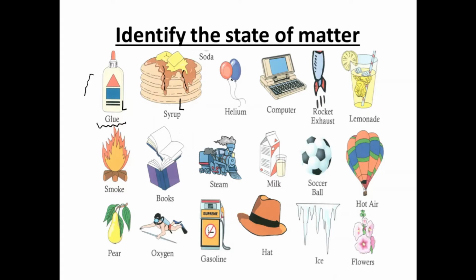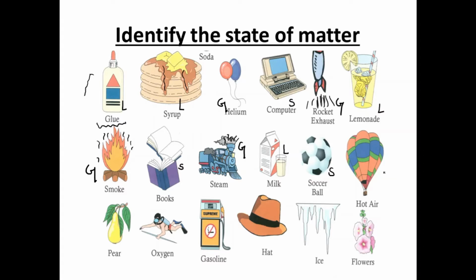Helium. This balloon has a gas in it. Computer. Computers are solid. Rocket exhaust. When the rocket goes up, it leaves out the gases. So this rocket exhaust is a gas. Lemonade. Liquid. The smoke which is coming out when the bonfire is there or burning of fire is there, definitely it's a gas. Book. It has a definite shape. Solid. The steam which is coming out of the steam engine from this train, that is definitely a gas. Milk, liquid. Soccer ball, absolutely correct, solid.